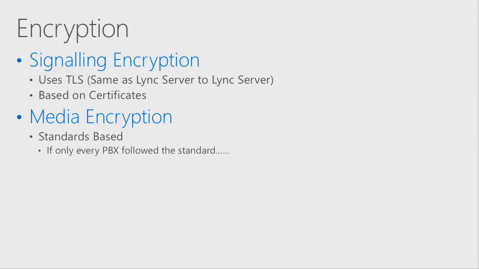So the thing to remember with this is that our signaling always goes through the mediation server, even in a media bypass. So we can do signaling encryption up until the mediation server within Lync, and if the other end supports it, we can do it between Lync and the mediation server and the PBX. But when it comes to media, that can go peer-to-peer in a bypass scenario.